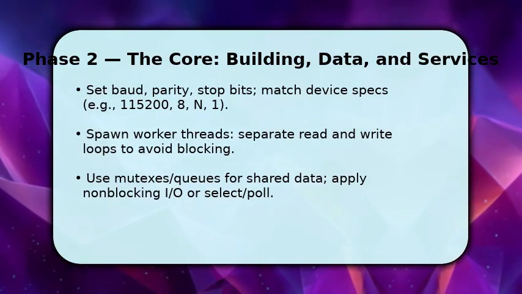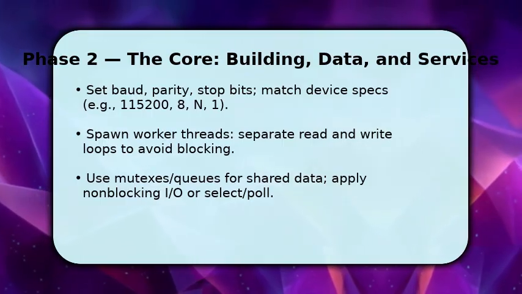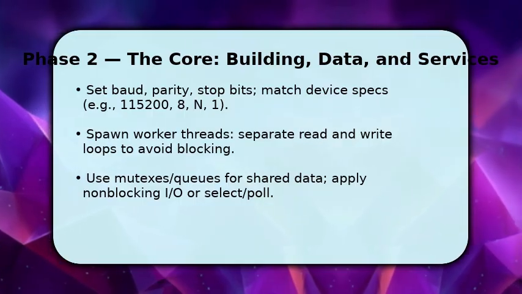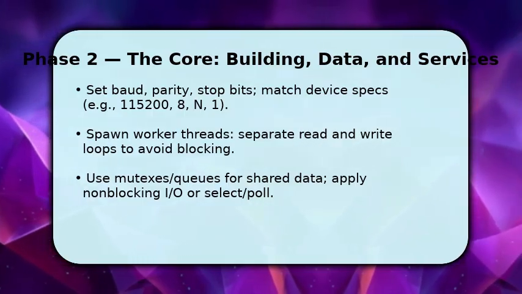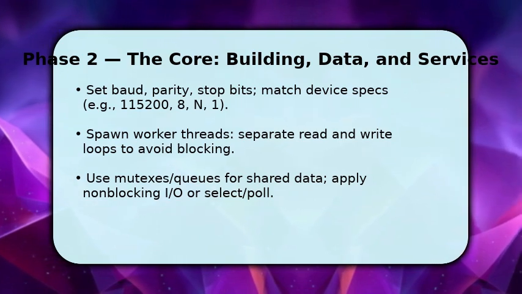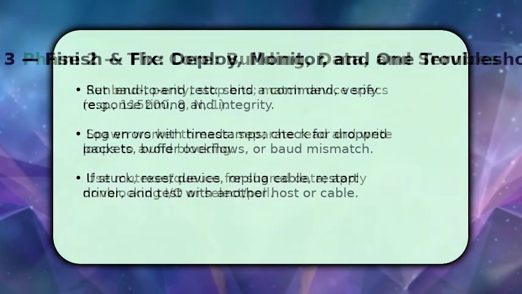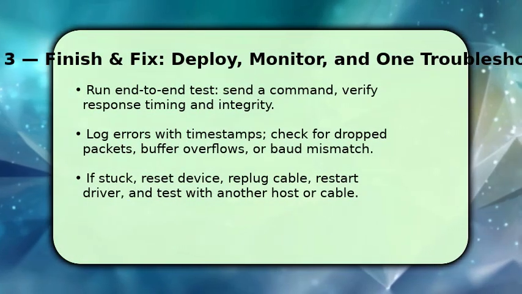Make sure to use mutexes or thread-safe queues to coordinate shared buffers, and prefer non-blocking I/O or a select/poll loop so one slow operation won't stall others. Once threads are running, monitor latency and throughput, and adjust. To finish, run an end-to-end validation.